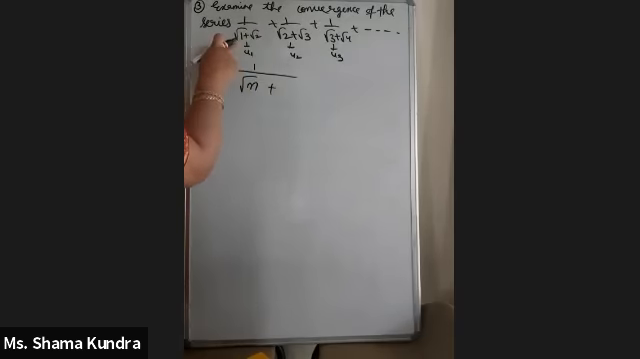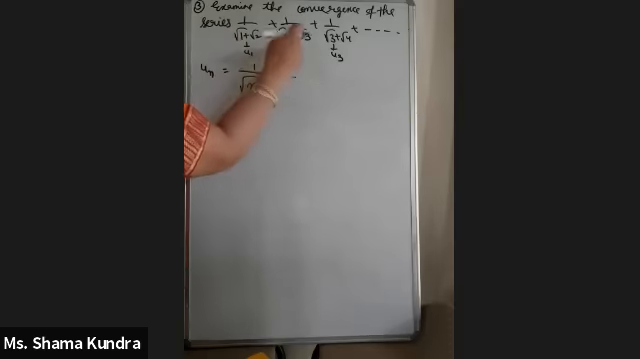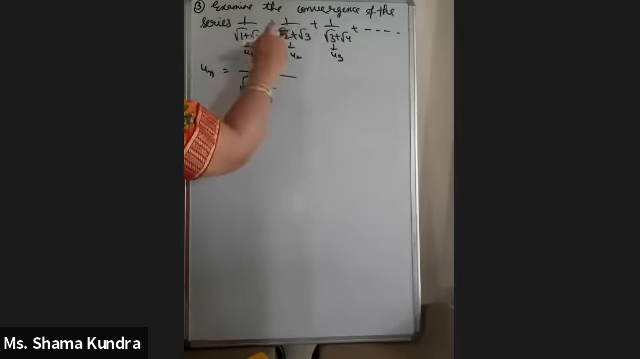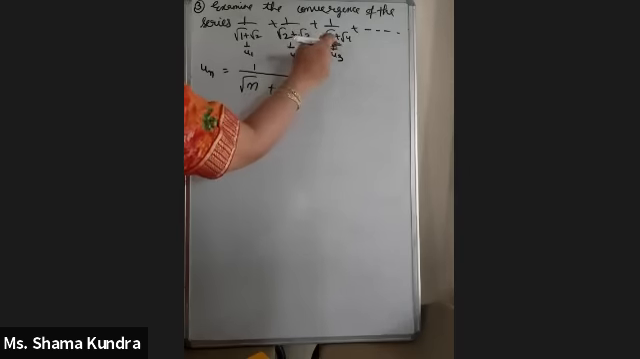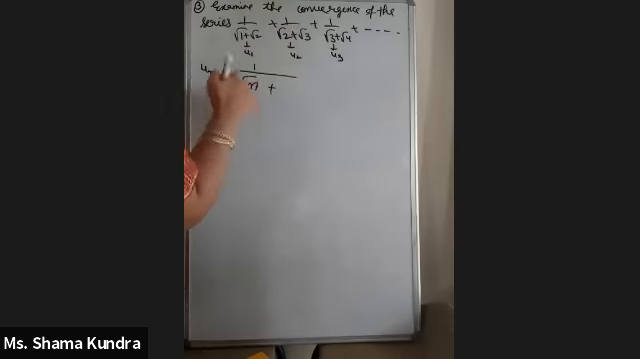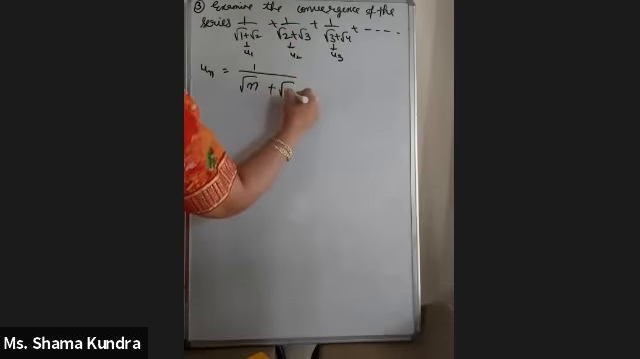Here for under root 1 we have under root 2. Under root 2 is 1 plus 1, 2. For under root 2 we have under root 3, meaning 3 is the consecutive term of 2. For under root 3 we have under root 4, meaning 4 is the consecutive term of 3. So for under root n we have under root n plus 1.